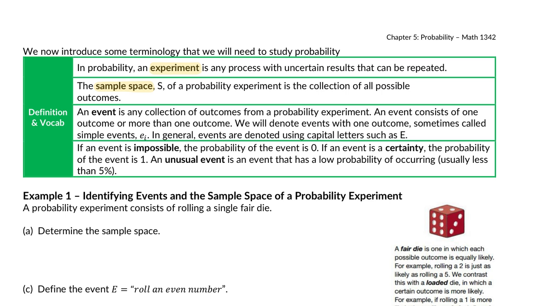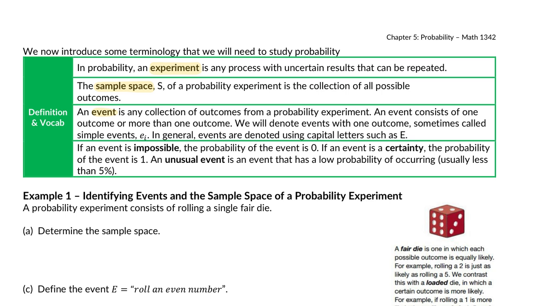An event is any collection of outcomes from a probability experiment. An event consists of one outcome or more than one outcome. We will denote events with one outcome, sometimes called simple events, with E subscript i, but I actually don't naturally do that. In general, events are going to be notated with capital letters such as E, F, and G. Those are the ones you're going to see a lot. So sample space, capital S. Events are other capital letters like E, F, and G.